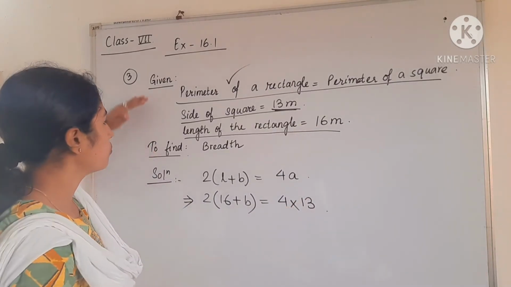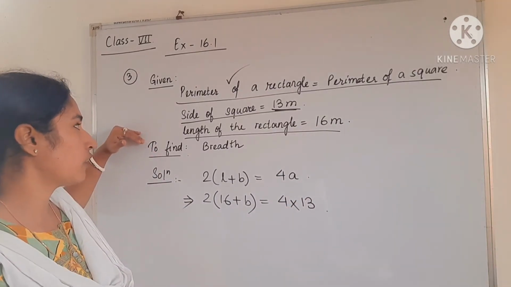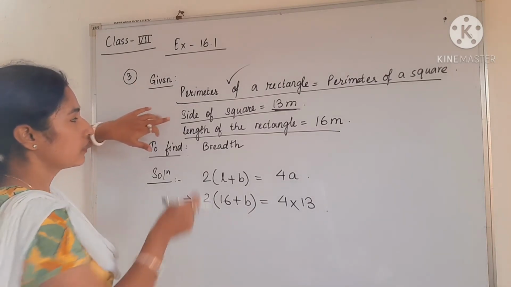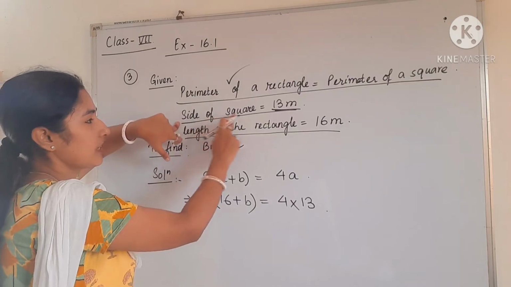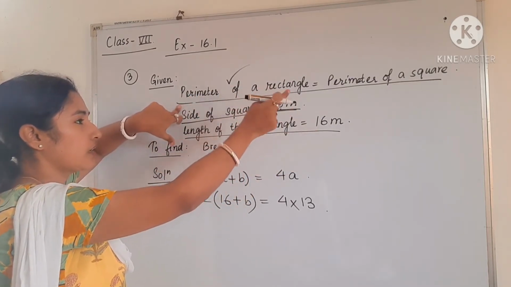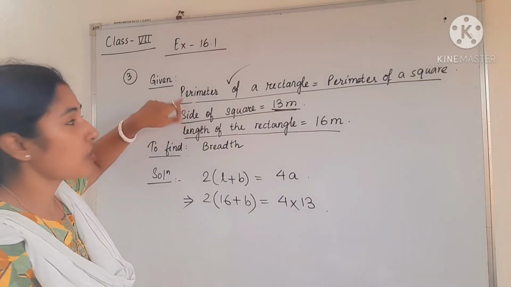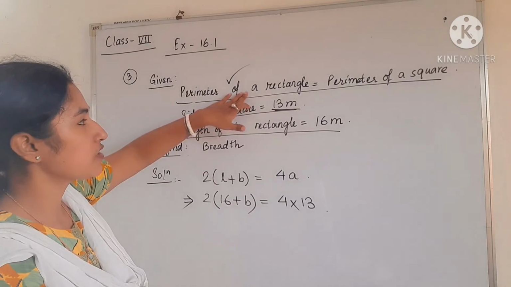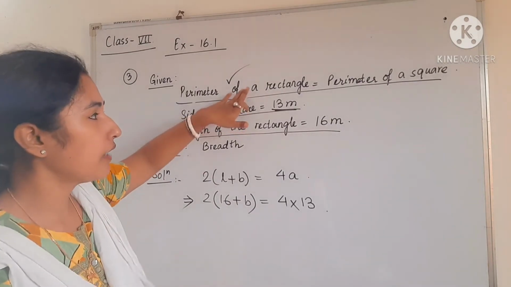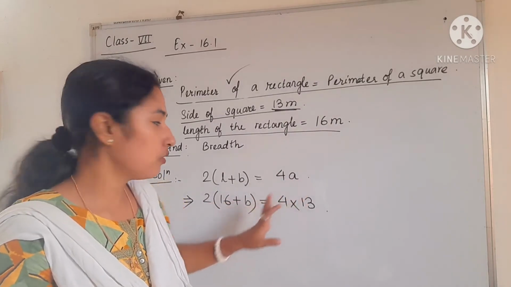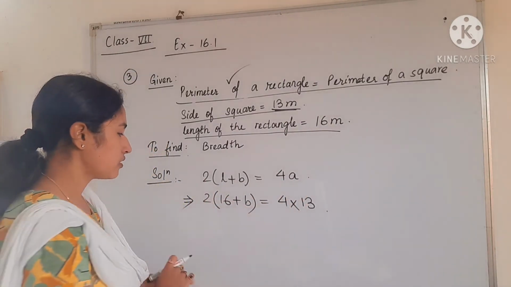So see, I am just doing it in this way. You can do it in any other way also. Just write the conditions. In the first step you can write the side of the square, this one, the length of the rectangle, this one, then write perimeter of rectangle is equal to perimeter of square. After that, just put 2 into L plus B in place of the perimeter of rectangle, and in place of the perimeter of square just put 4 into A. Now after that just put the values and solve it.